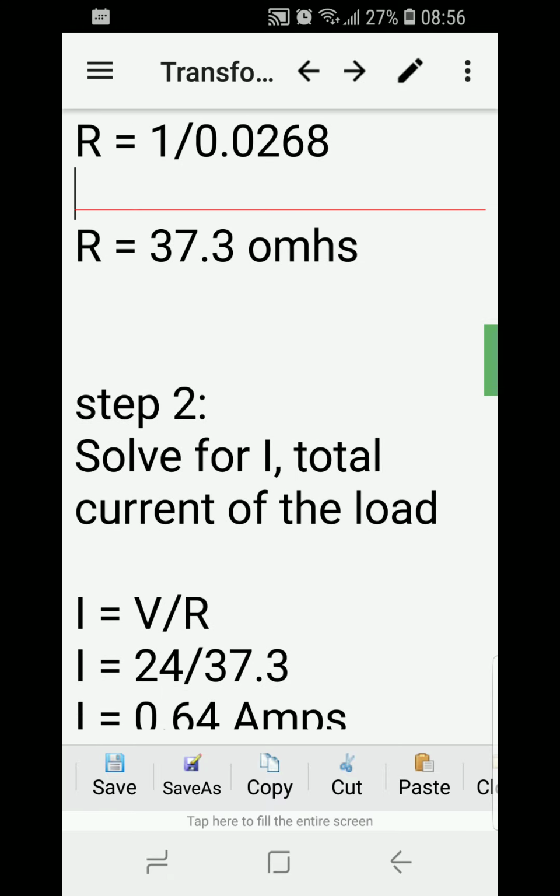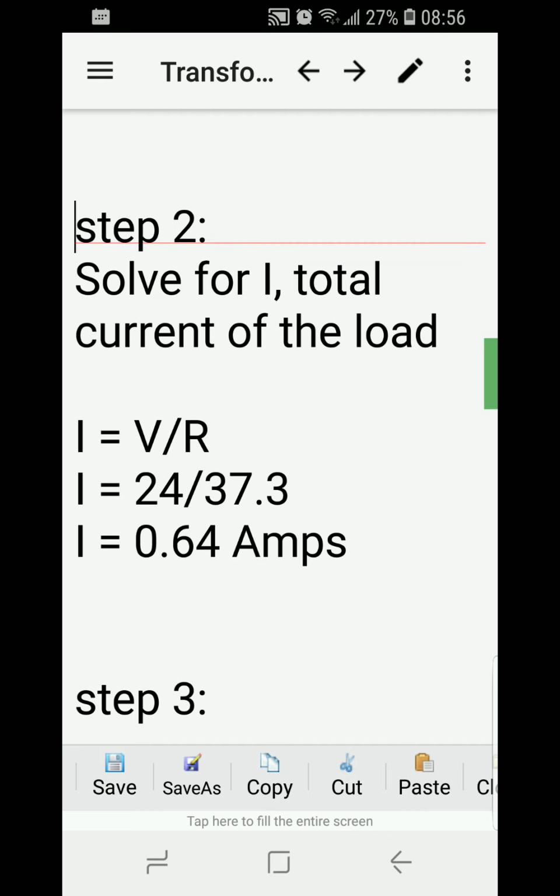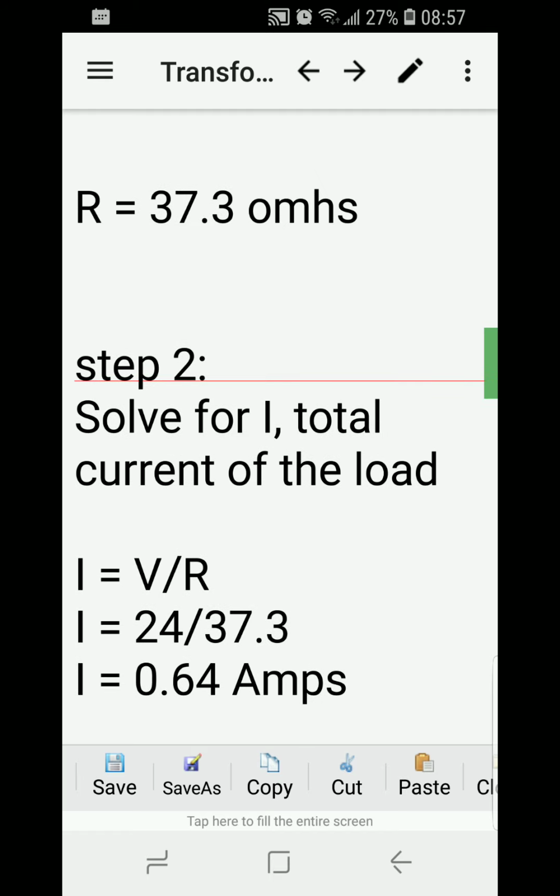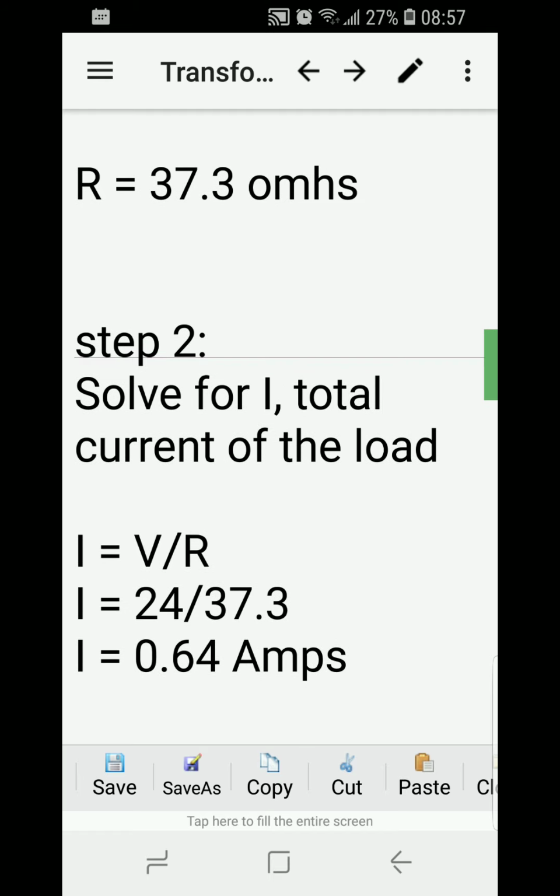Then we move on to step number 2, which is to solve for I, the total current of all the loads. So I is equal to V over R. I is equal to 24 volts, which we are given, divided by 37.3 ohms, which we calculated above. And so we get the total current equal to 0.64 amps.